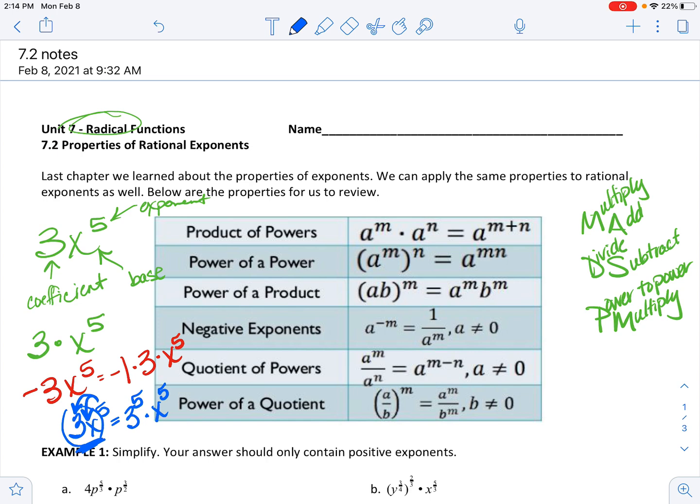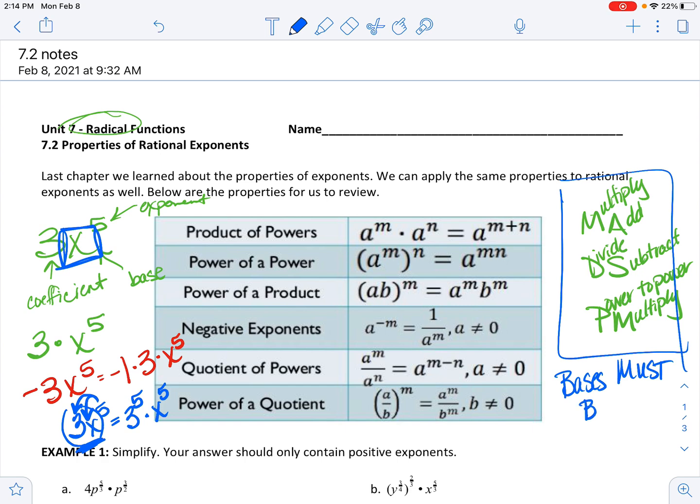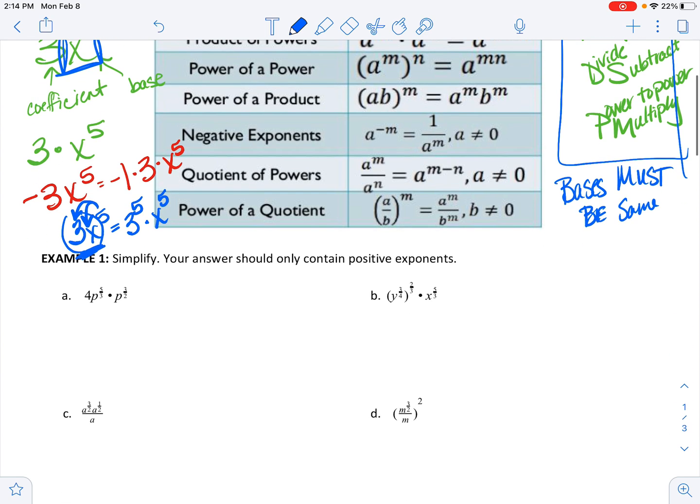Okay, so basic rules, properties of powers covered there. Now, the bases always have to be the same in order for any of these rules to apply. The bases must be the same. Now, you'll say, oh, that's easy. It's fine until we get to page 2.